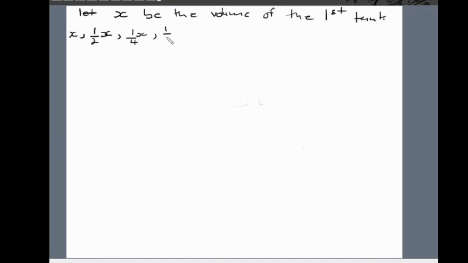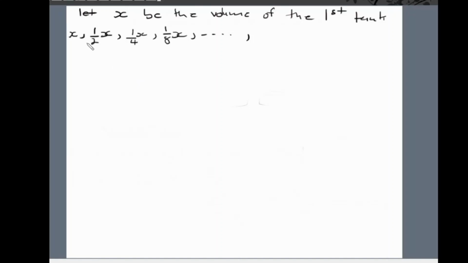the fourth tank will be, and then it carries on this way up to tank number 20, right? So we want to calculate what if we add the volumes of the other 19 tanks, will they amount to x, or will they be greater than x, or will they be less than x? So now we have a geometric sequence, right?